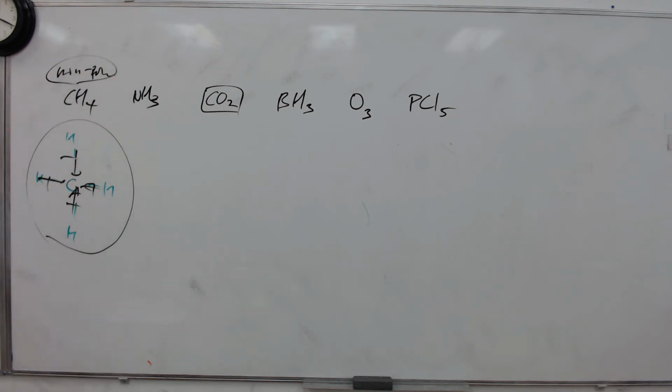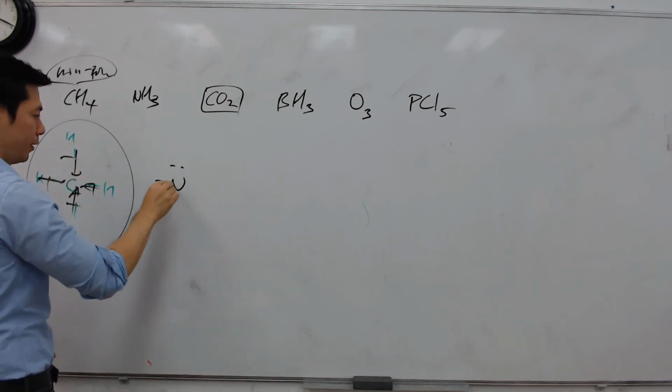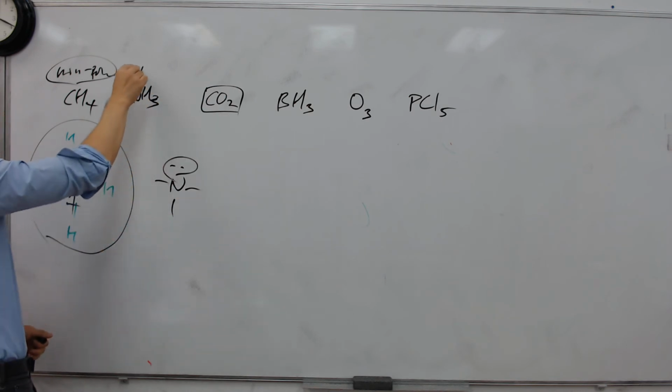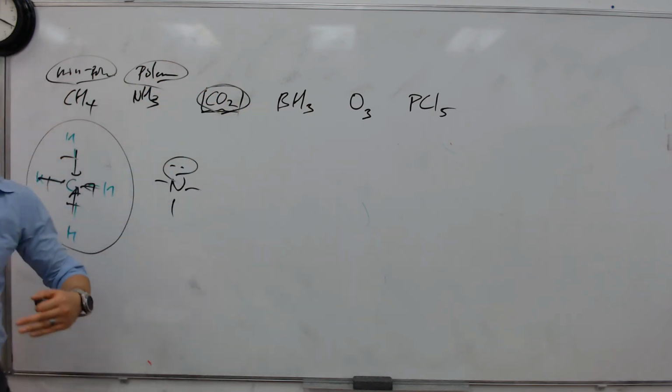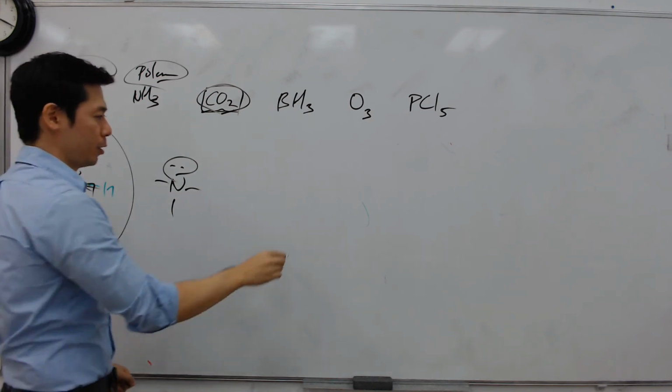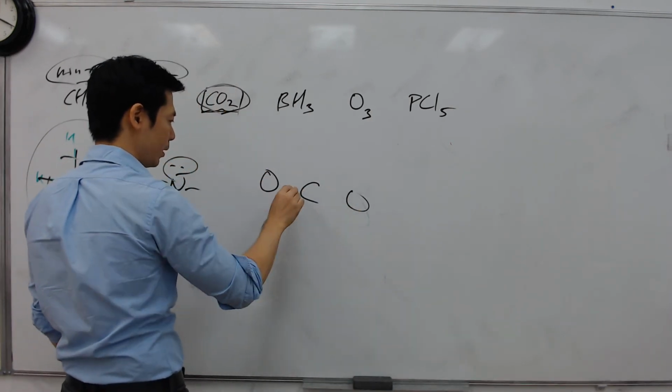Okay, NH3. You draw this. What happens, guys? The lone pair of electrons. This is polar. They asked this one a lot. They asked this on the AP, guys, many times. Okay, carbon in the middle, oxygen surrounds it, double bond.